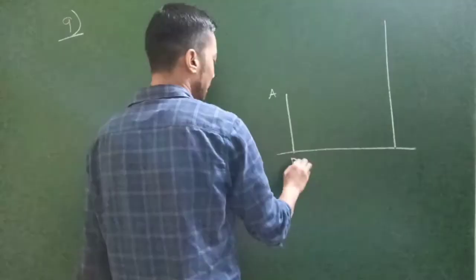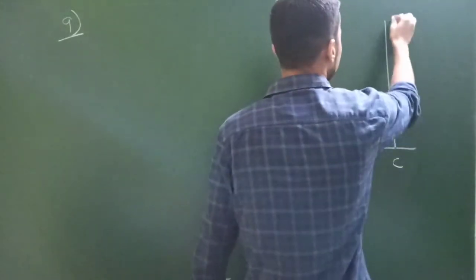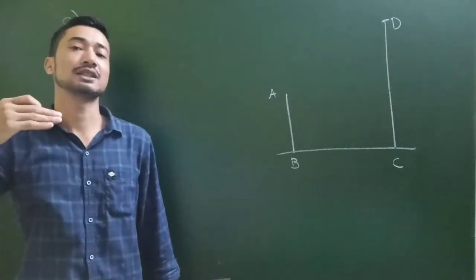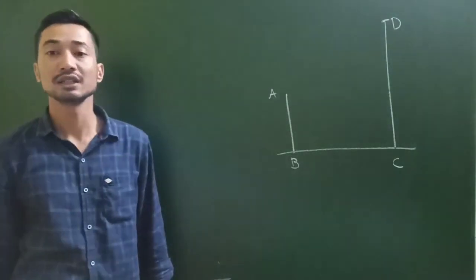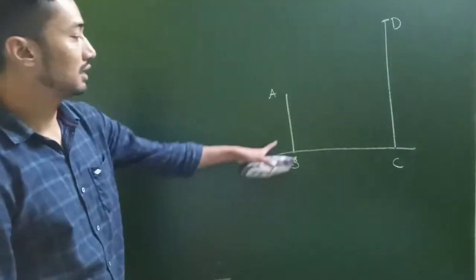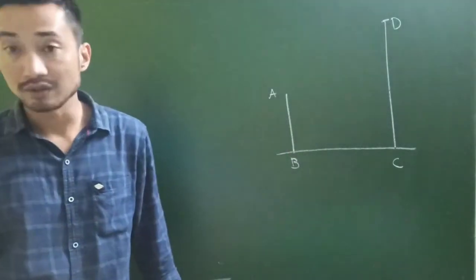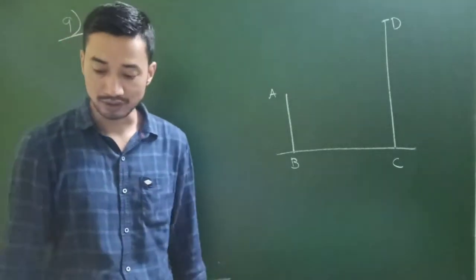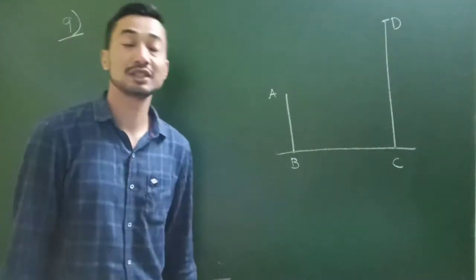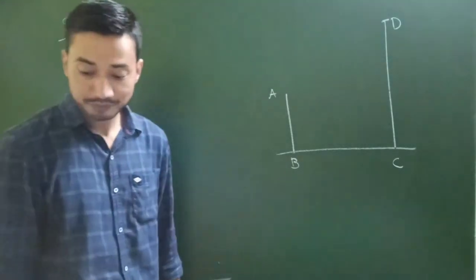Except in some exceptional cases, a tower is always taller than a building, isn't it? A building is generally not taller than a tower. So I've drawn the tower to be CD and the building to be AB. Sometimes common sense is also required. Not sometimes, every time common sense is required, and mathematics is more about common sense.